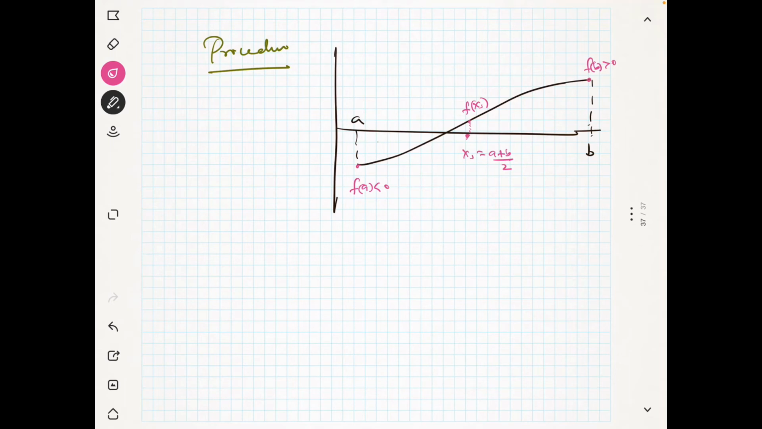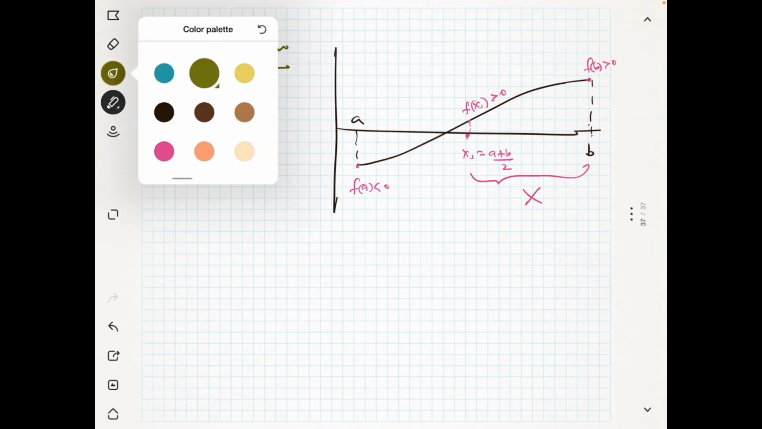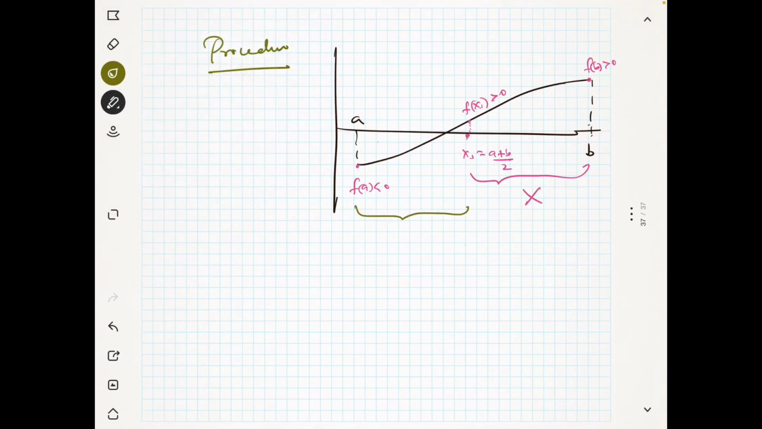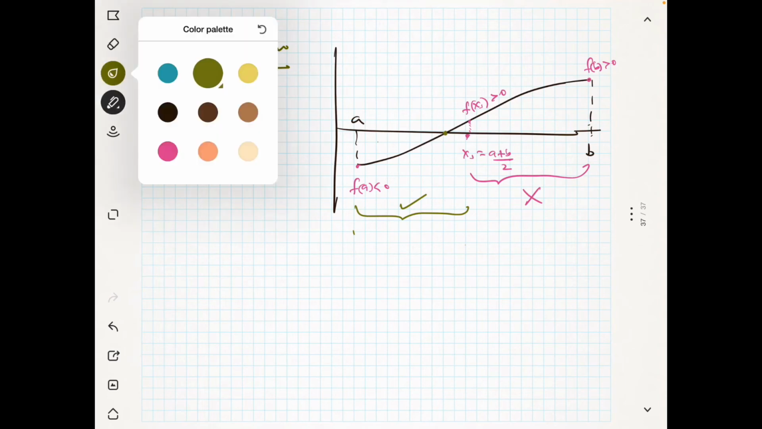Now f of x's is greater than 0, so there is no solution between x's and b, but there is a solution between your x's and a. So the solution is here. Here there is the root, because this is the solution. So for our new interval, we will again come to the new interval.